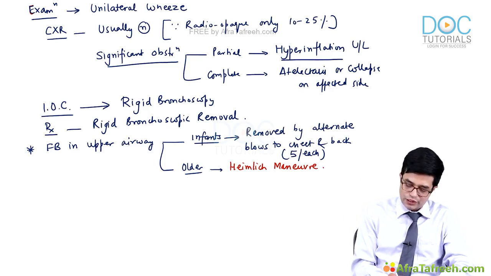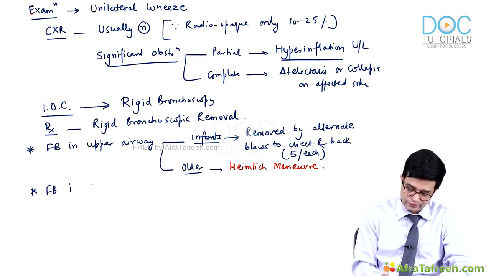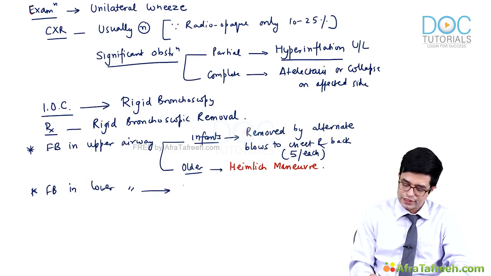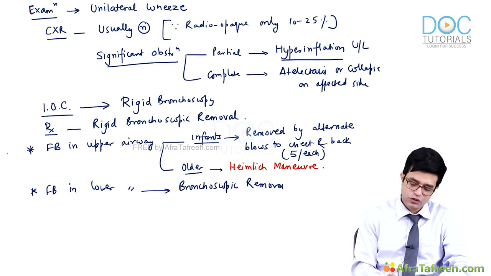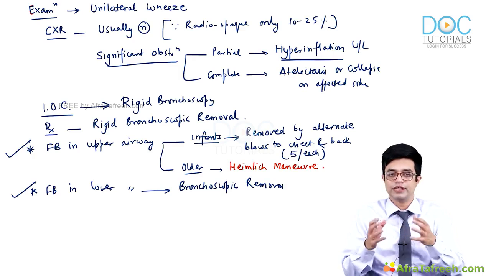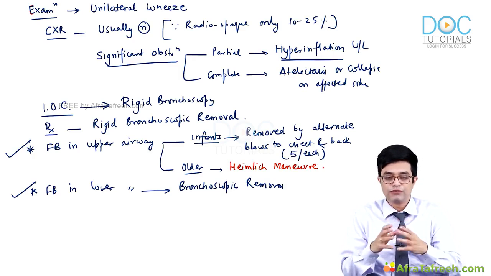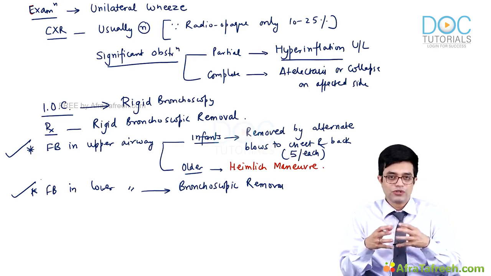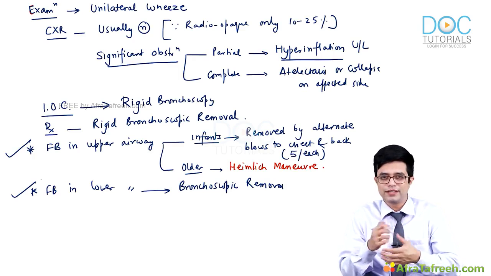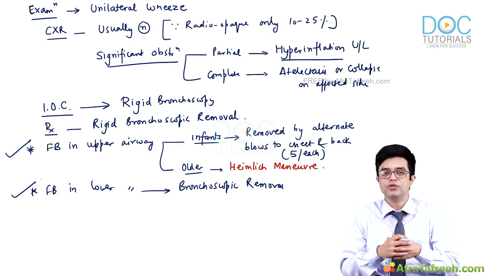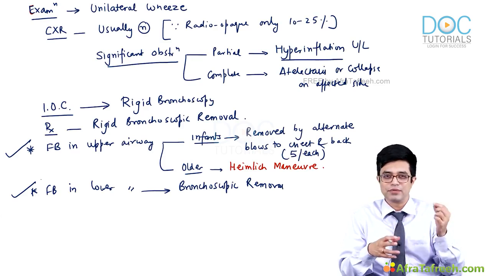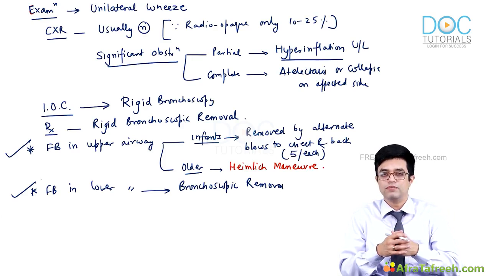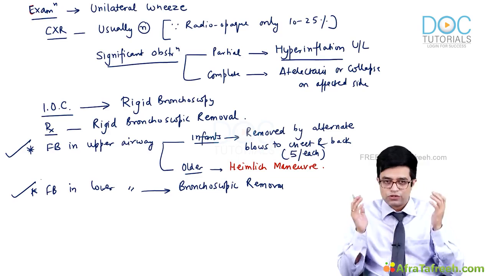In case of foreign body in the lower airway, the only option we have is bronchoscopic removal. So these are the two things which can be asked as scenarios in your MCQ entrance exam. Before we go to the next topic, I want you to see an MCQ, a clinical example of an integrated MCQ which can be asked in the entrance exam. It elaborates upon the presentation and the actual bronchoscopic investigation that we perform in the patient. Just have a look.